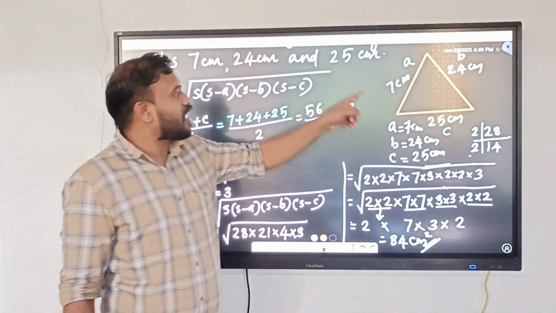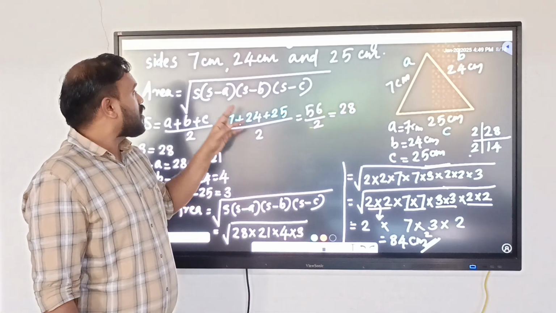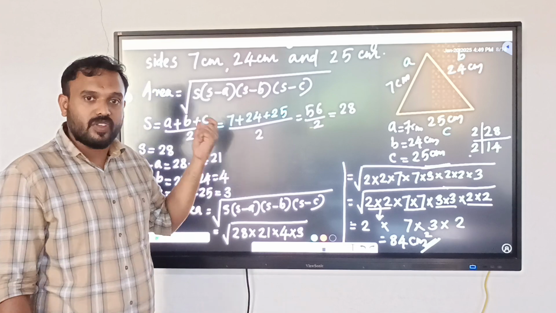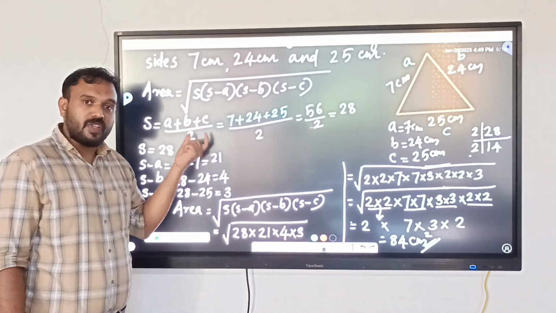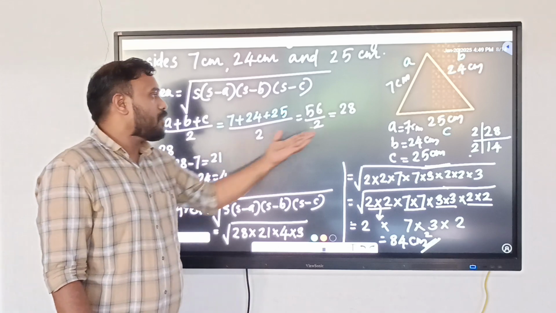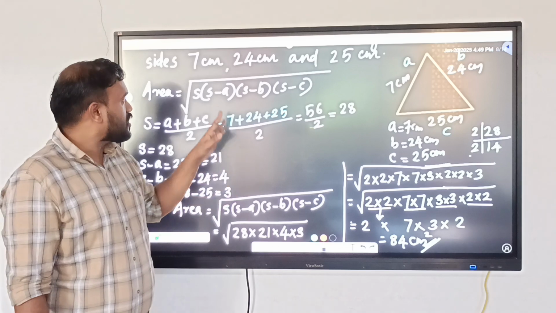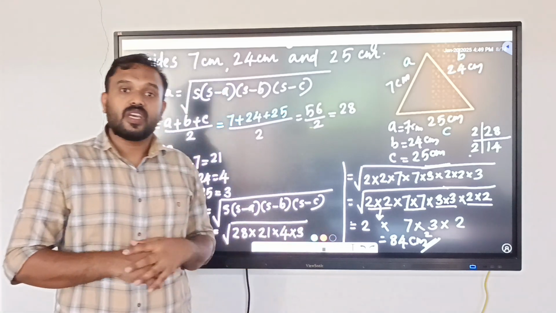So if the three sides of a triangle are given, how can we find the area of the triangle? That is square root of s into s minus a into s minus b into s minus c, where s equals a plus b plus c by 2, that is perimeter divided by 2, or half the perimeter. So dear children, this is the method to find the area of a triangle using Heron's formula.